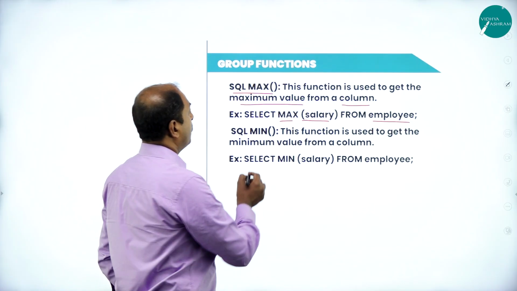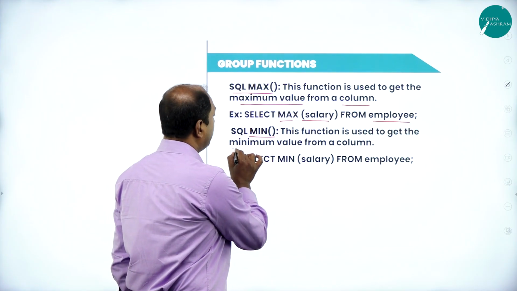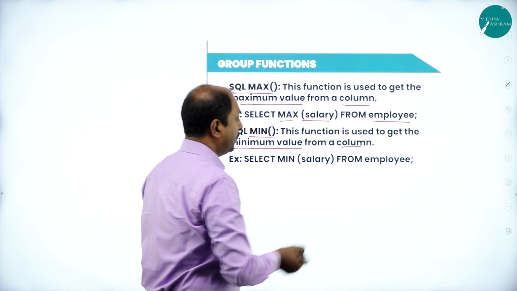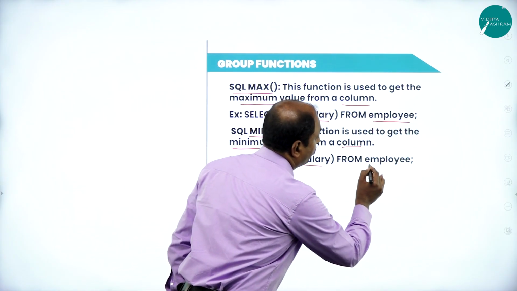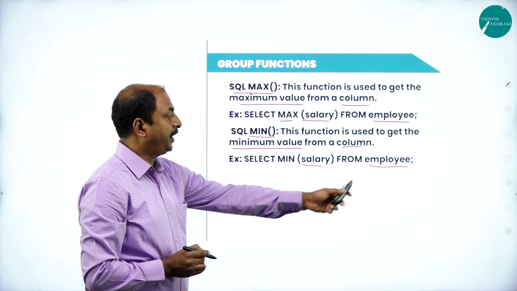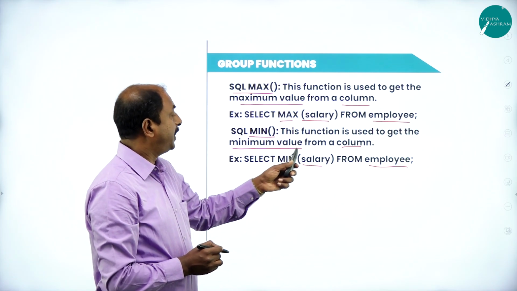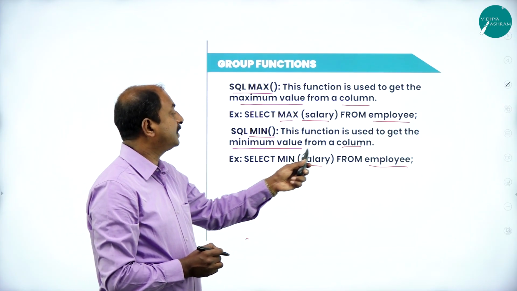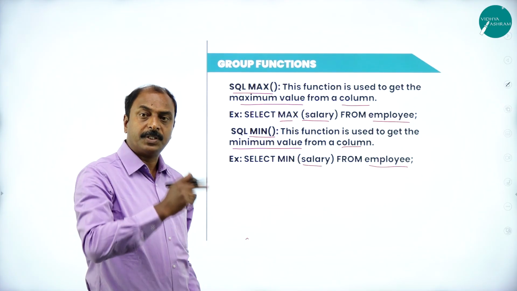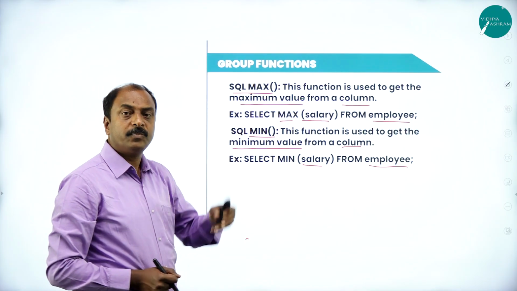Similarly, the minimum function is used to get the minimum value from a column. For example, select minimum salary from employee. Here, employee is the name of the table and salary is one of the columns. In that column, it is going to fetch the minimum salary. So this is the maximum and minimum function.